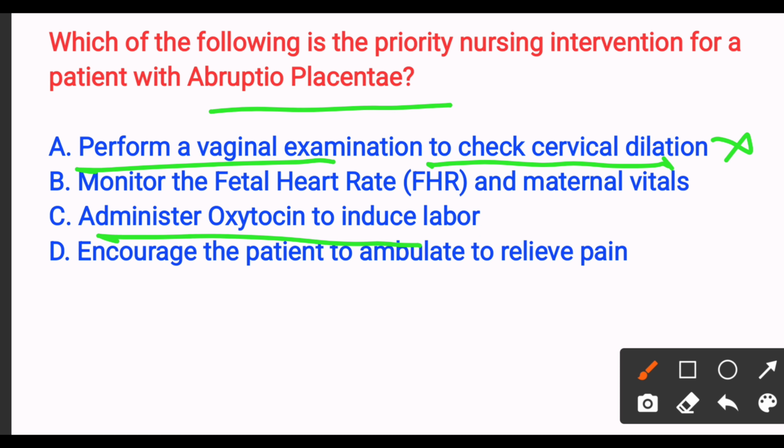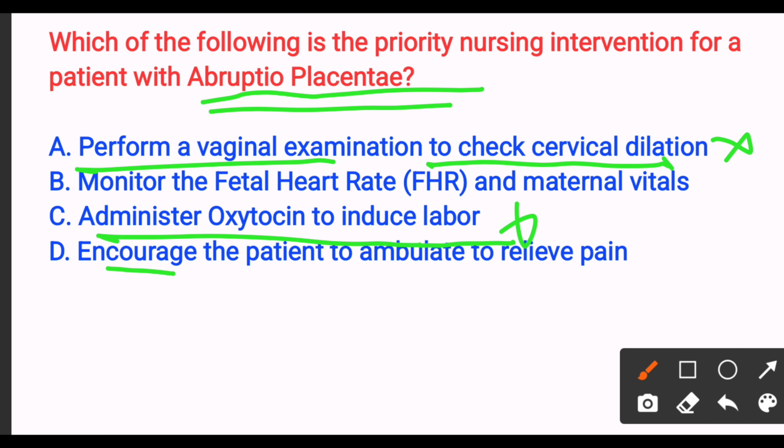Option C, administer oxytocin to induce the labor. During the abruptio placenta, don't administer oxytocin. So option C will be not correct.